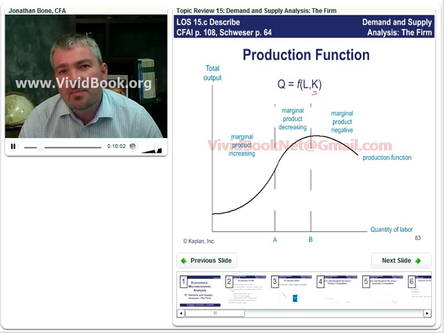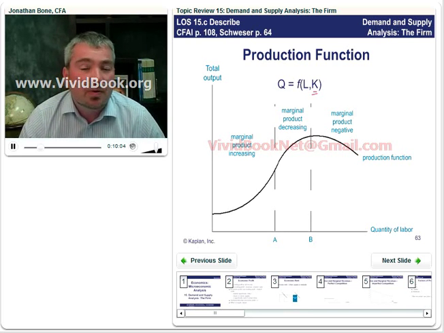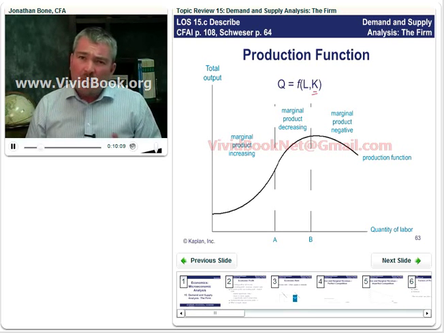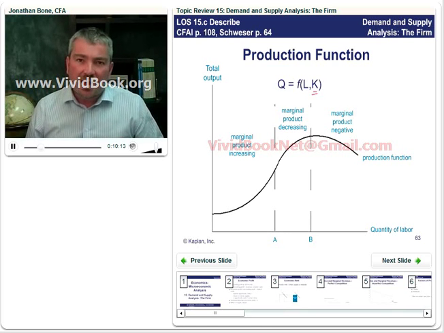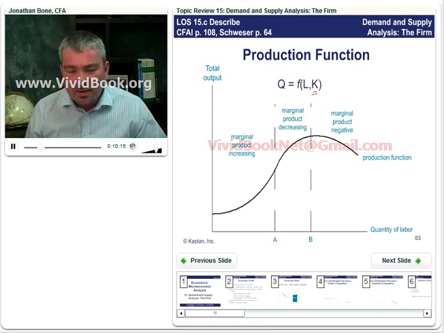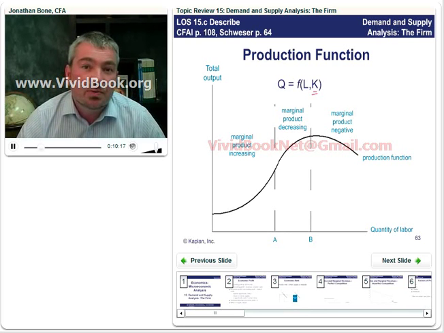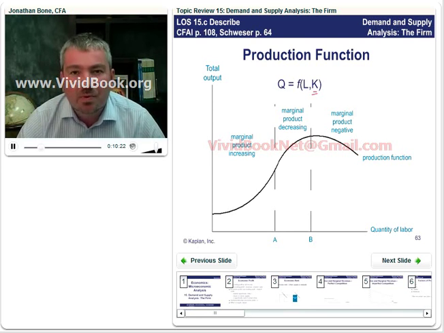Now, at some point, we're going to see marginal product decreasing. We refer to this as diminishing returns. Remember, our capital is constant here. So as we increase labour, eventually the output that workers produce will start to drop. The additional product, the marginal product that each additional labour produces, will start to fall.